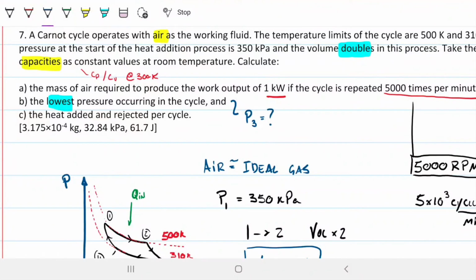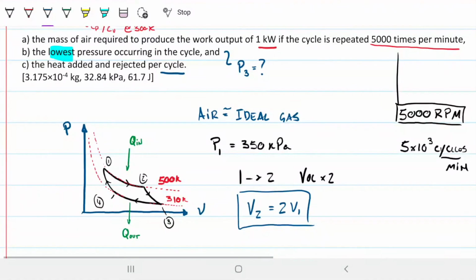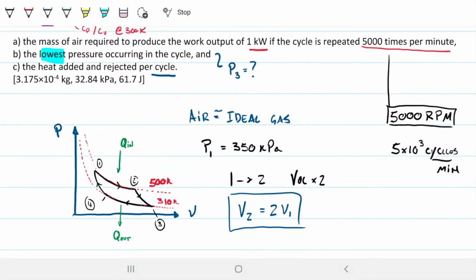Okay. And then finally, what is the heat added and heat rejected per cycle? So what is this guy every time we go around once? And what is this guy every time we go around once? Cool. So to be able to answer first part A, what's the mass required to output 1 kilowatt?